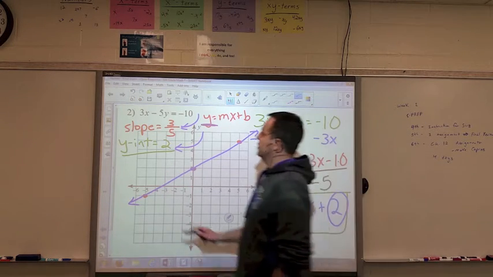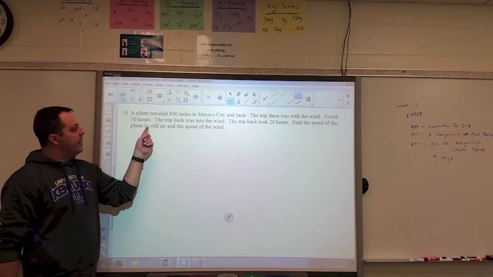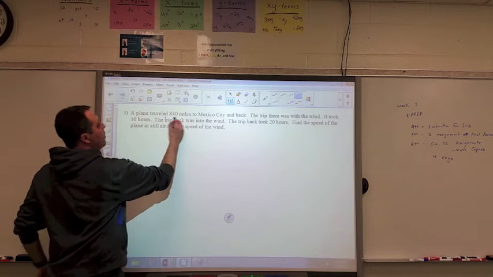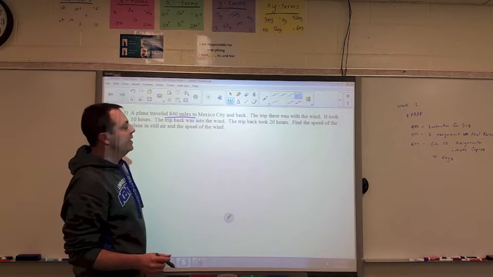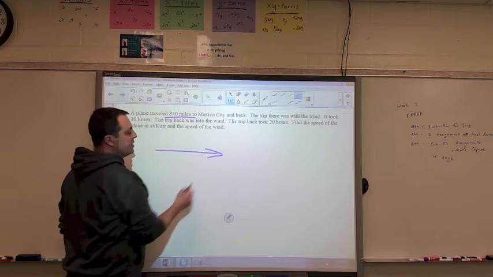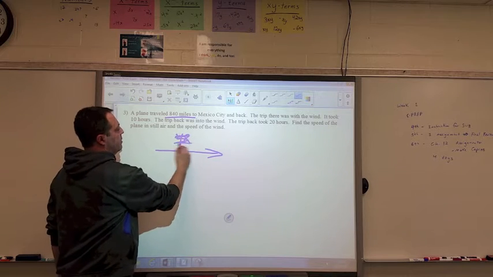Number 3, let's look at that one. We have our first word problem. You can read it on your paper. It's pretty small up here, so we could fit it all. We're going 840 miles to Mexico City, one of my favorite places, and back. The trip there is with the wind, so the wind is pushing against us on the trip there. We're going 840 miles.